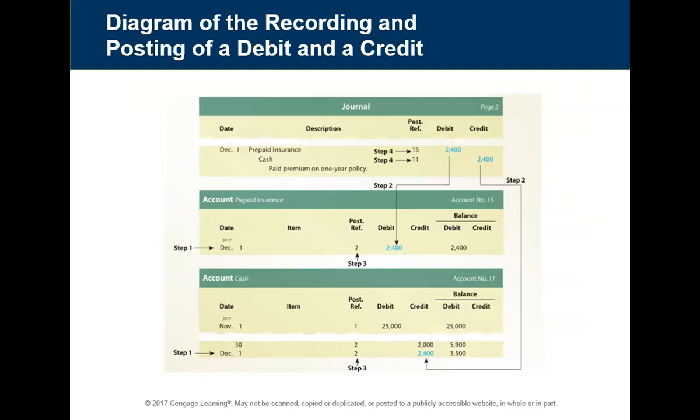Okay. So again, that top little part, the journal, is where we journalize each transaction, the debit and credit accounts. Then down here we have ledger accounts. You're going to have a ledger account for every account that we use in the business. And again, that ledger is going to keep track of your debits and credits, your increases and decreases.